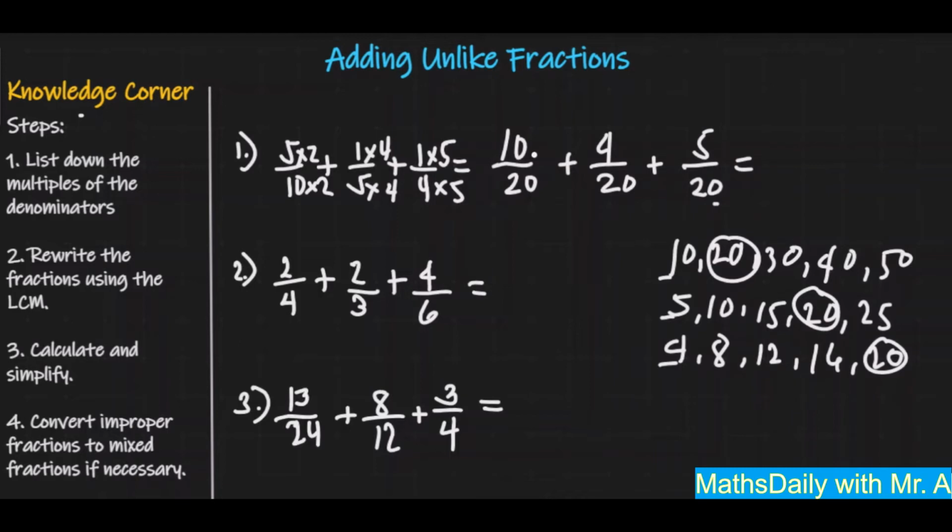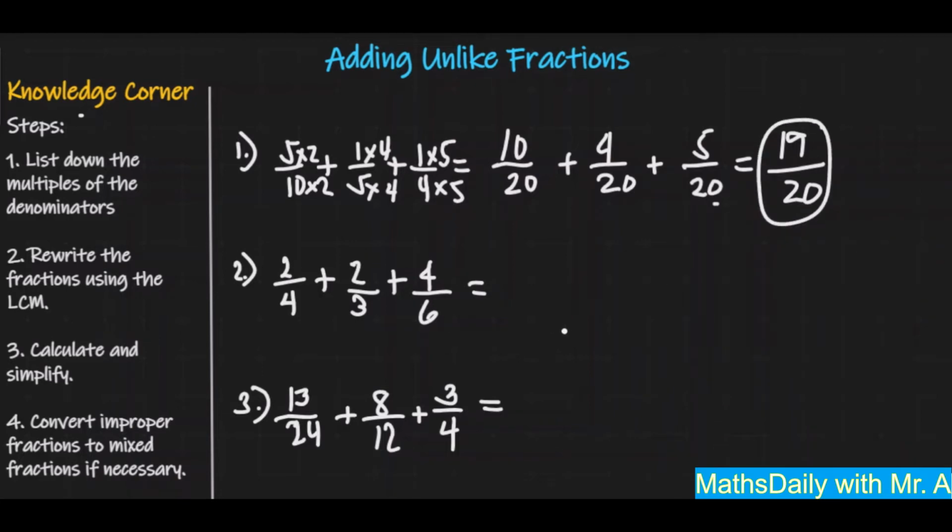So this time we can directly add the top numbers or the numerators as we have the same denominators. So 10 plus 4 plus 5 equals 19. 19 over 20. This will be our final answer.